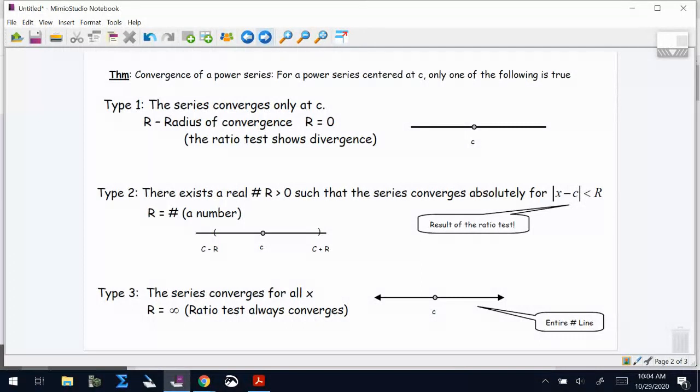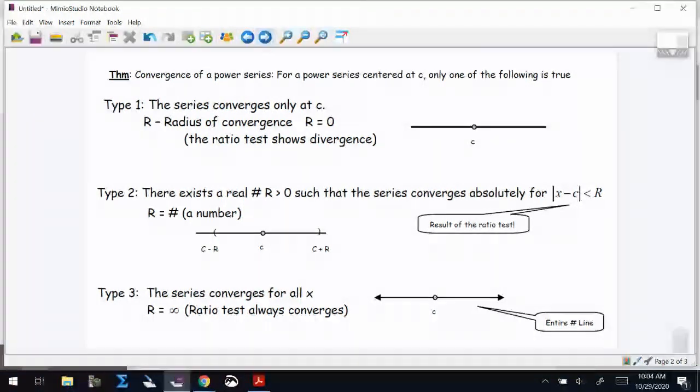So for a power series that is centered at c, one of the following types will happen. Your first type is that your series only converges where it's centered. So if it's centered at 5, it will only have convergence happening when x is 5. When this happens, we say the radius of convergence is 0. The radius is how far out from the center convergence happens, and here we are only experiencing convergence at that center value.